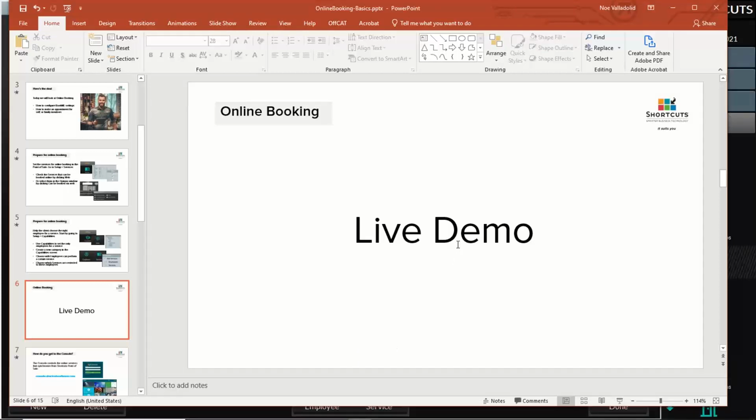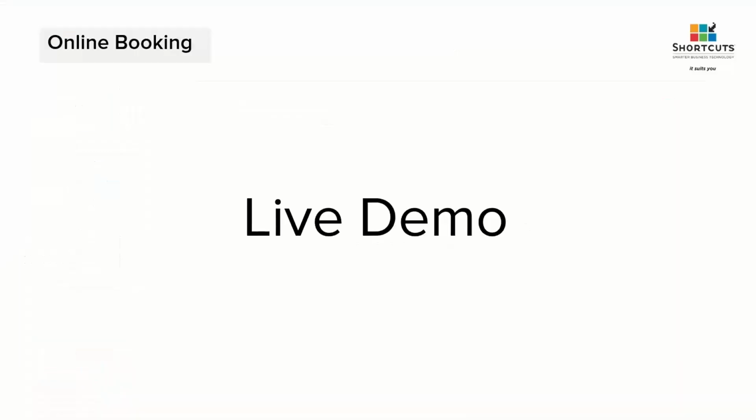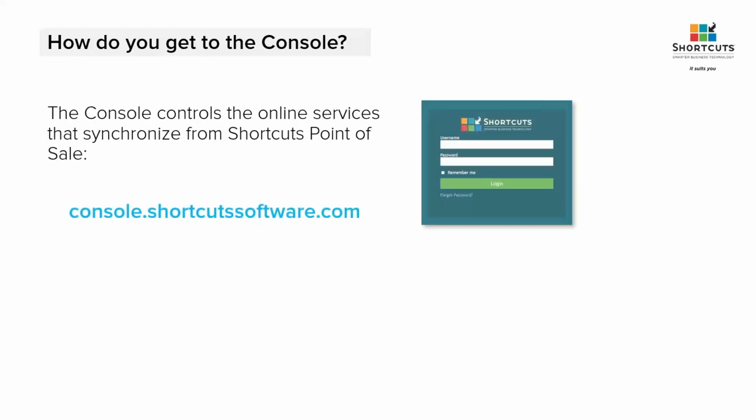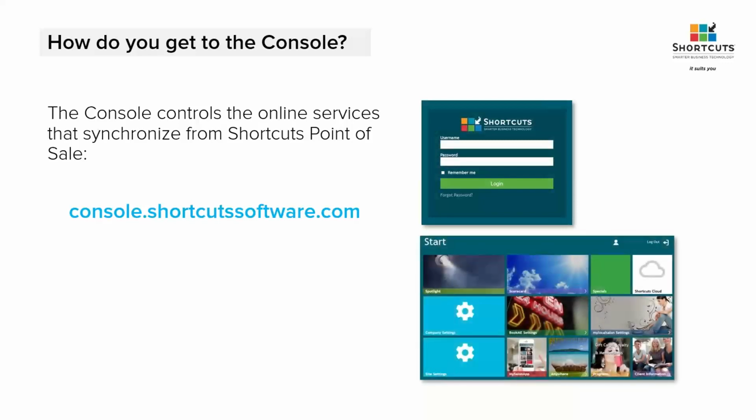So those are the things that you want to configure for your online booking. And those are directly in your Shortcuts point of sale. The second place that you go to actually enable or disable certain things is on the Shortcuts console. So this is a web page. Most of you should be familiar with it. You go to console.shortcutsoftware.com. Your username will be your email, and hopefully you remember your password. Once you're there, there's three main buttons you configure: your company settings, your site settings, and your Bookme settings.